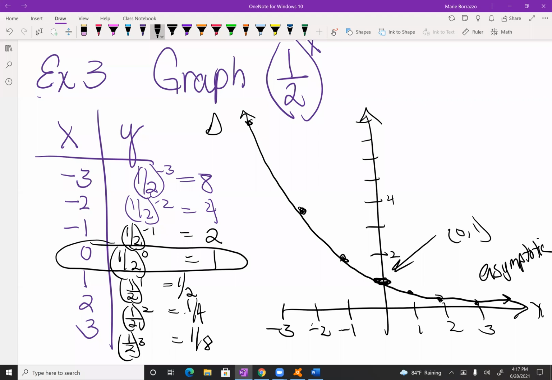It drops from the left to the right, drops from left to right, none of that's changed. But that's a general idea of this function. So you have two conditions, either that base is greater than 1 or it's a fraction. We also refer to both of those that I just showed you as 1-to-1. These are 1-to-1 functions.